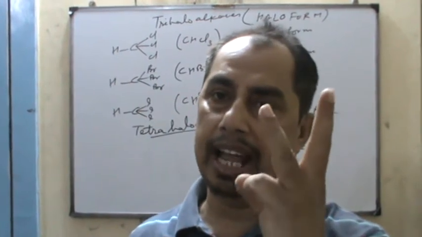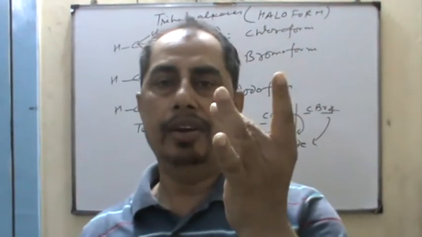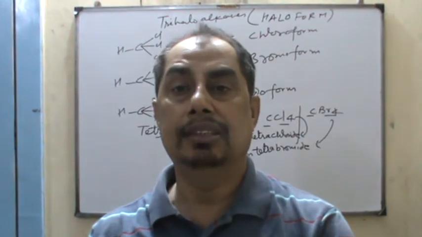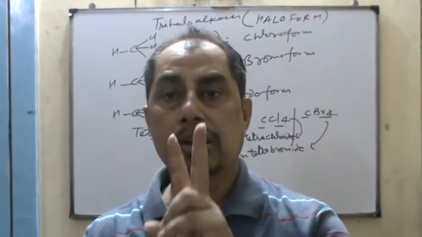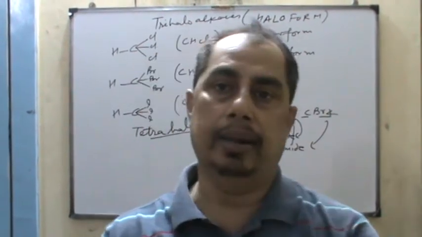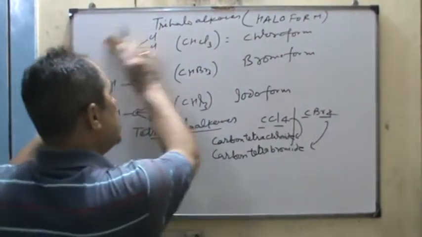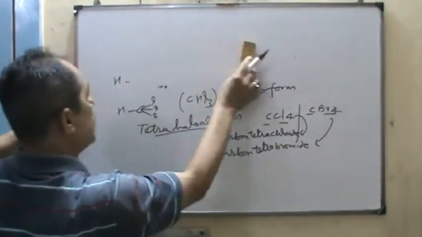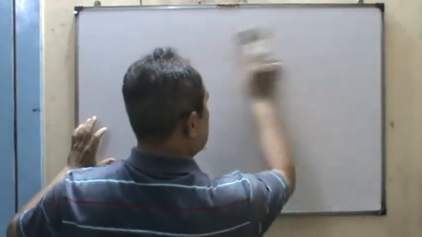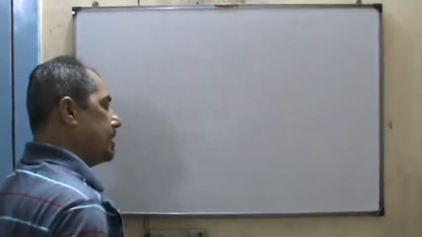Monohaloalkanes are of 3 types: primary, secondary and what? Yes, tertiary. 1 degree, 2 degree and 3 degree. 1 degree is characterized by RCH2X, 2 degree by R2CHX and 3 degree by R3CX. Primary, secondary and tertiary.